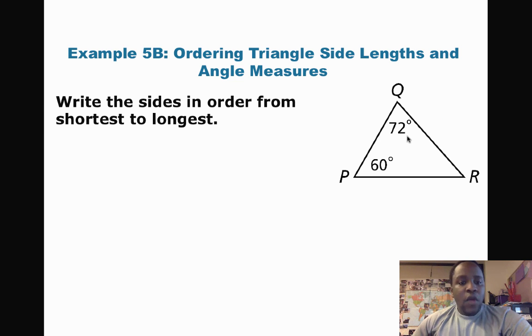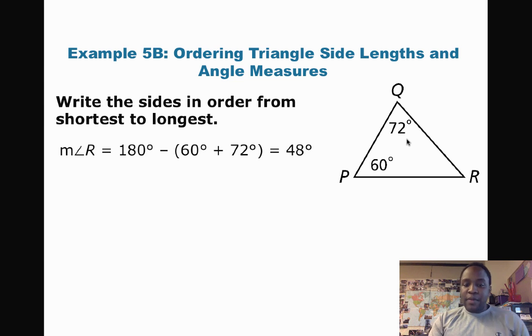Now let's do the reverse. Write the sides in order from shortest to longest. Okay, so we have a 60-degree angle and a 72-degree angle. First, what we're going to need to do is use the triangle sum theorem, our very first relationship that we looked at, to figure out the measure of angle R. All right? So we know that the measure of angle R is 180, since all triangles have 180 degrees, minus 60 plus 72. So that equals 48 degrees. So we know that the measure of angle R is 48 degrees.